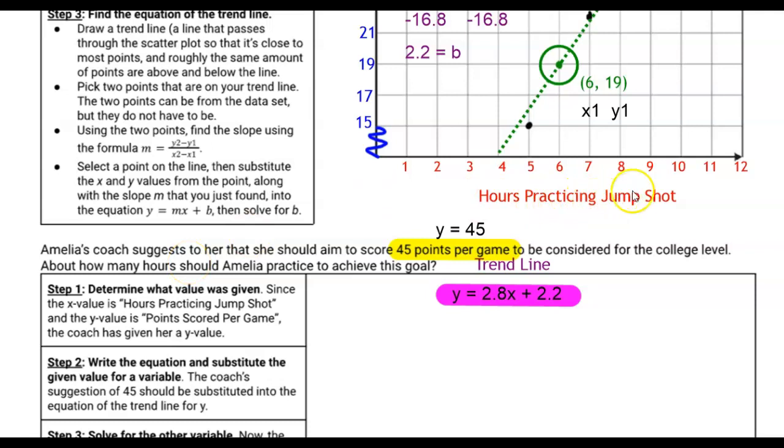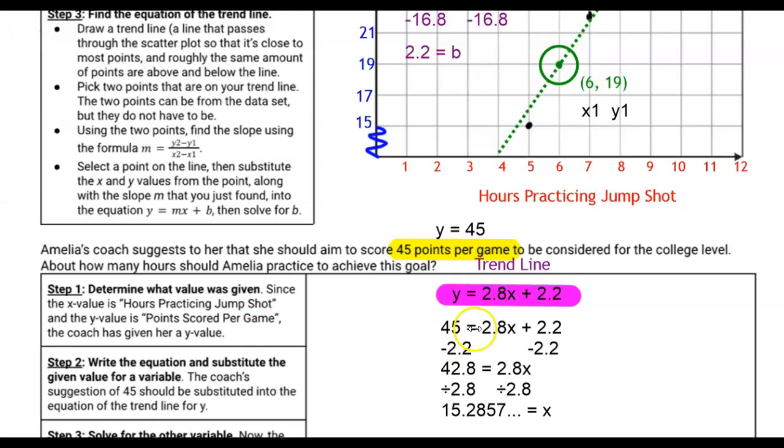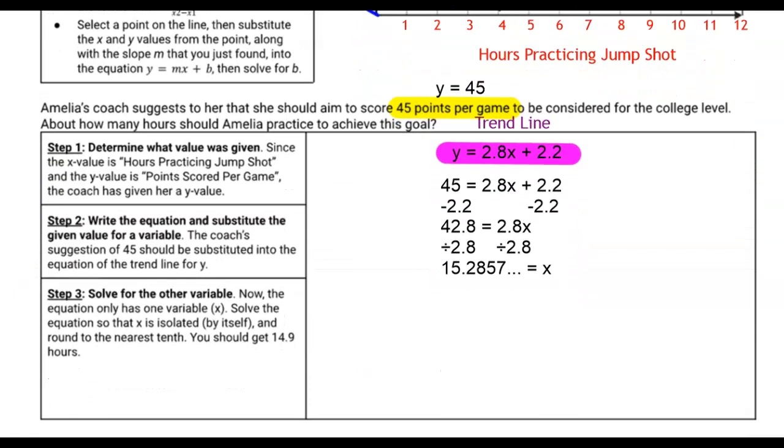Well, hours practicing jump shot is x. So once we substitute in for y, we solve the equation here for x, get x by itself. Then we're going to have a prediction about how many hours Amelia should be practicing. You can see that I substituted in 45 for y, and then I subtracted 2.2 from both sides. Then I divided both sides by 2.8. I'm not going to teach algebra. You're in this class because it's after algebra. Okay, 15.2857, the decimal keeps on going.